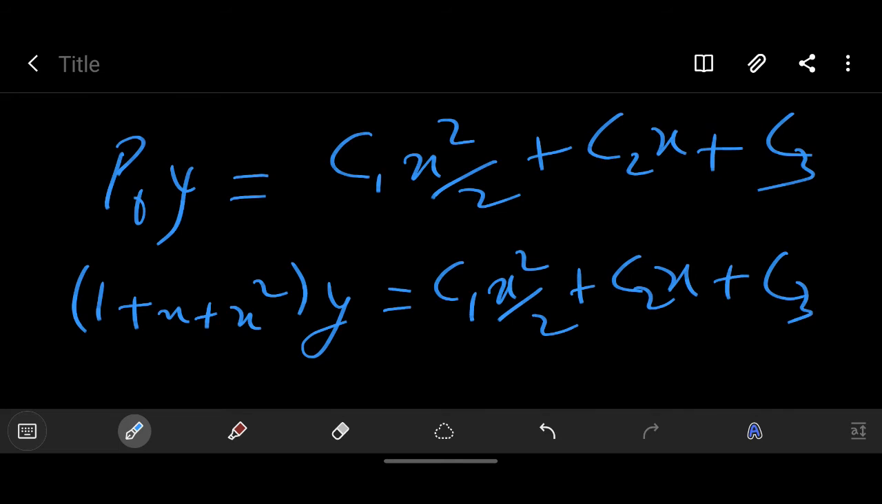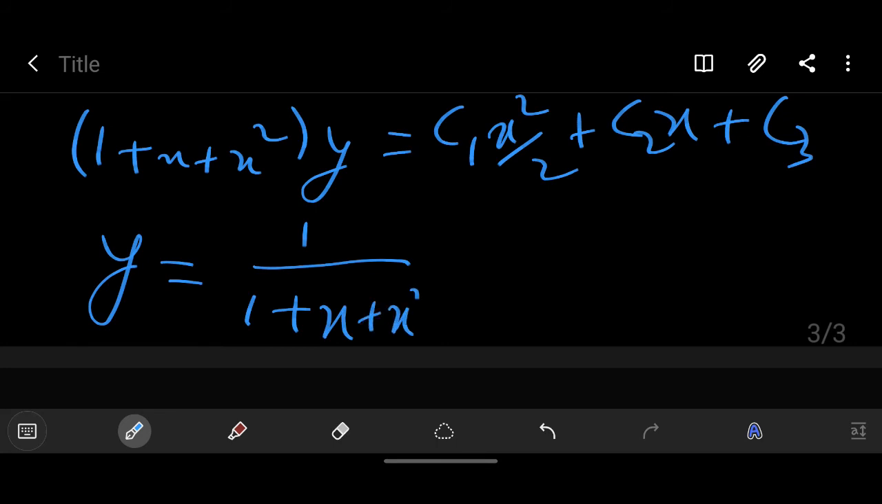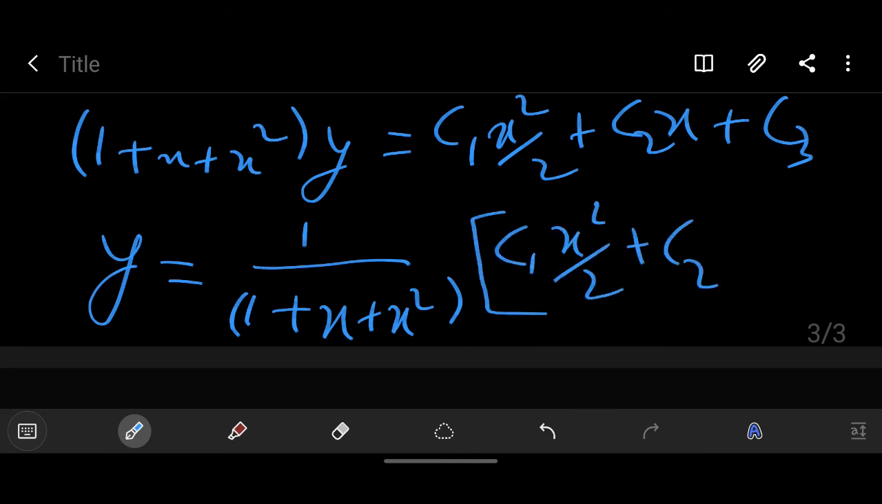So we are supposed to find y, right? So if we just change the sides here, y is equal to 1 by 1 plus x squared into C1x squared by 2 plus C2x plus C3. Right, so this is the final answer.